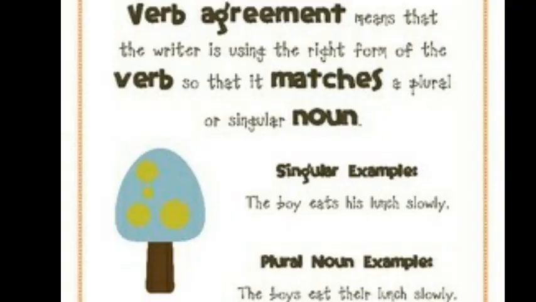Verb agreement means that the writer is using the right form of the verb so that it matches a plural or a singular noun. Singular example, the boy eats his lunch slowly. Now the boy is singular and an s is added to the verb eats. Next you see a plural noun example, the boys eat their lunch slowly. Now the boys is the subject, so it is in plural form and the verb eat has no s. So in this way you can complete the chapter subject verb agreement.